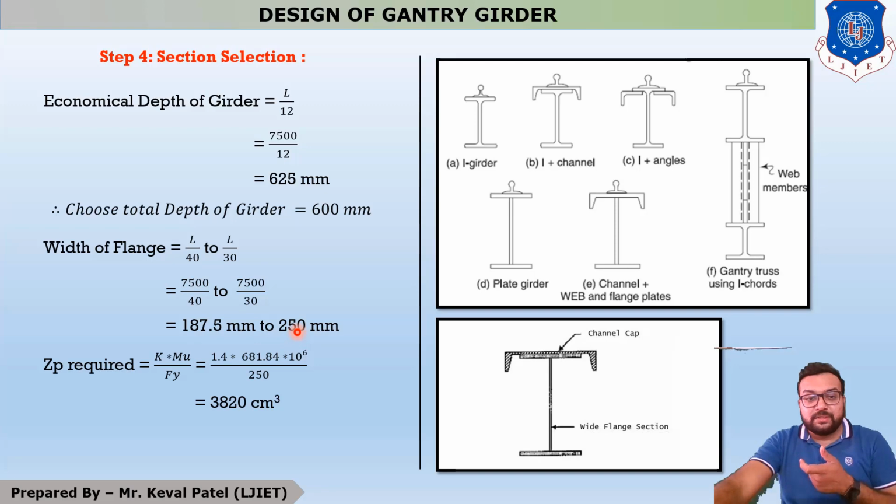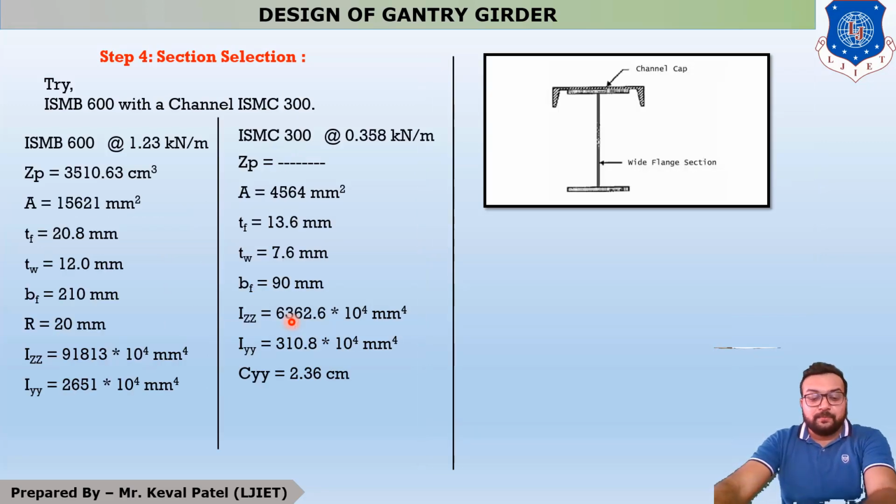Okay, so students, you have to choose your section in such a way that your maximum depth of girder is 600 mm or less than 600 mm, and your width of flange is in the range of 187.5 mm to 250 mm. So in this example we have to choose ISMB 600 with a channel ISMC 300 mm.